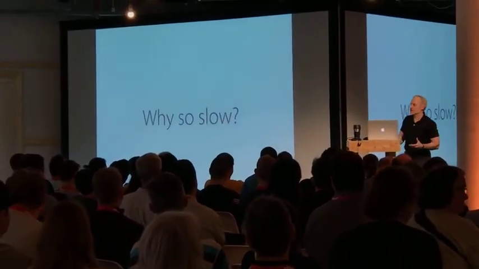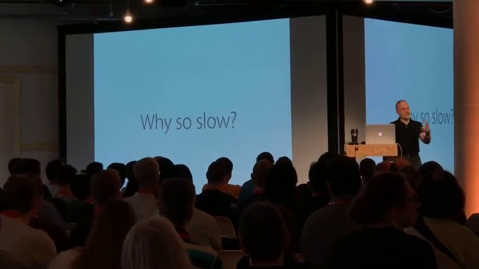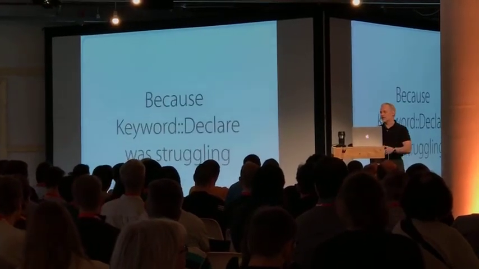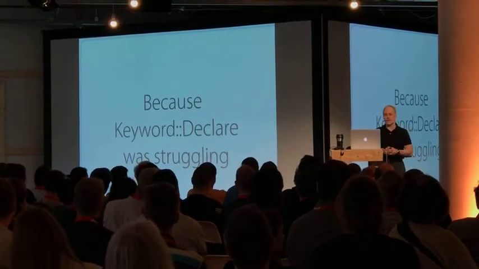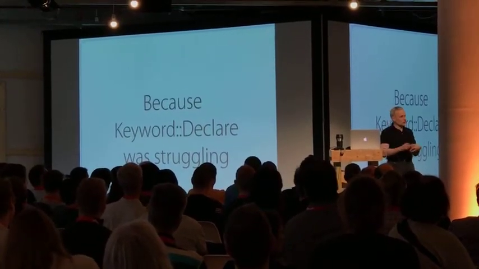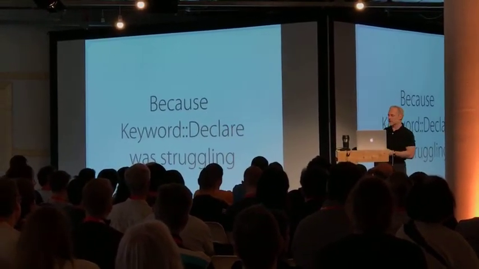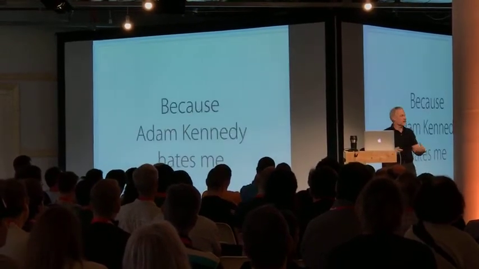So what was the problem? Why was it so slow? Well, it wasn't at the Dios level, it was down a level at the keyword declare level. And keyword declare was struggling to do this with good performance, and the reason is simply because Adam Kennedy hates me.